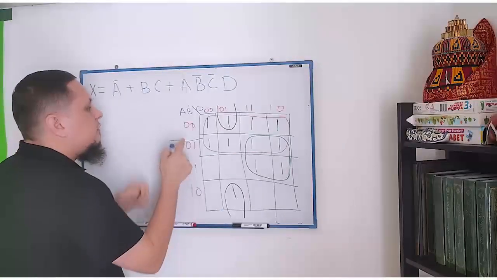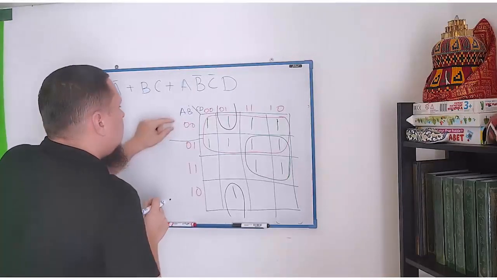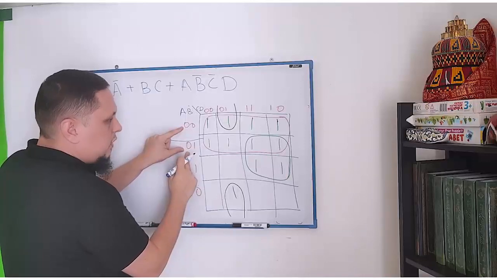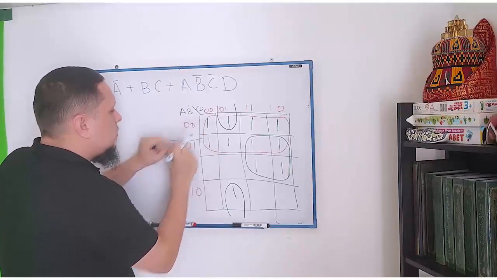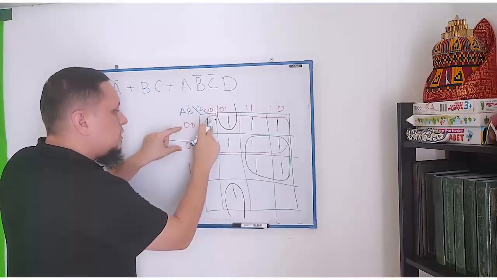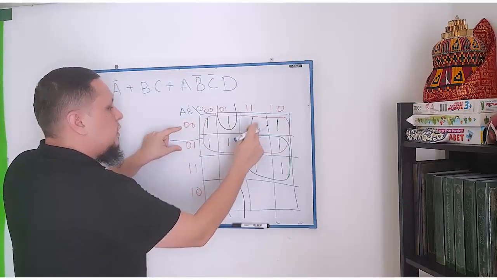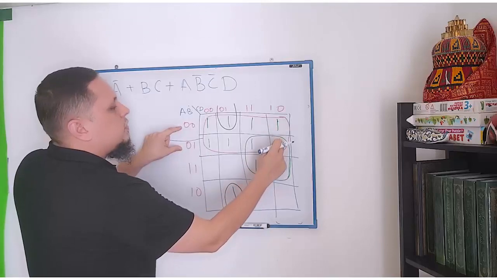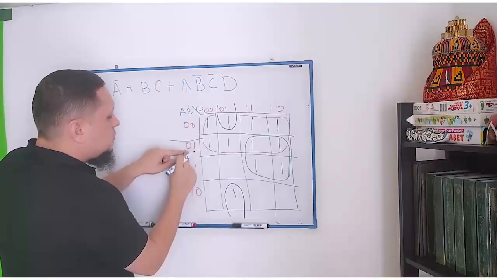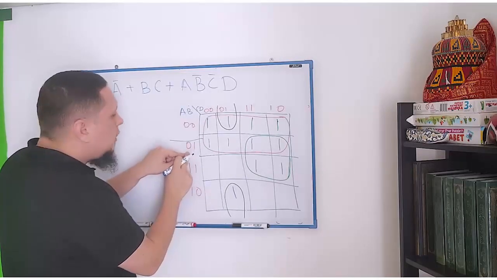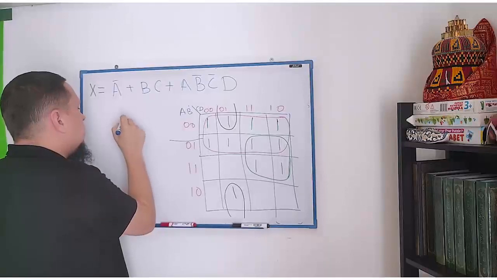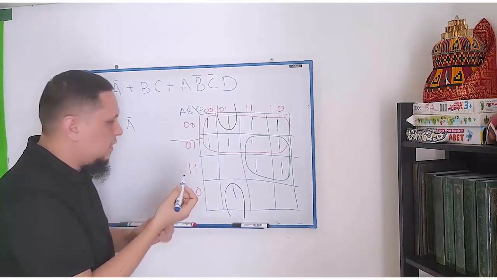So we look at the variable A. Sorry, A participated in one form only, right? A is 0 here, 0 here, 0 here, 0 here, 0 here, 0 here, 0 here, 0 here. So A is always 0. If you look at this group, the value of A is always 0, right? So we keep the A. But since it's a 0, we keep it in a complemented form. We keep the A complement, okay?